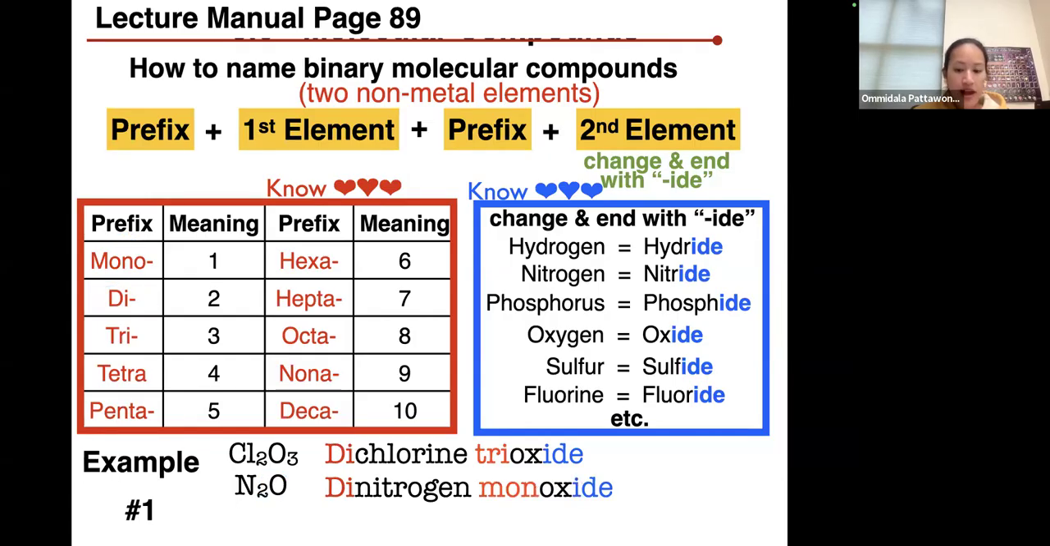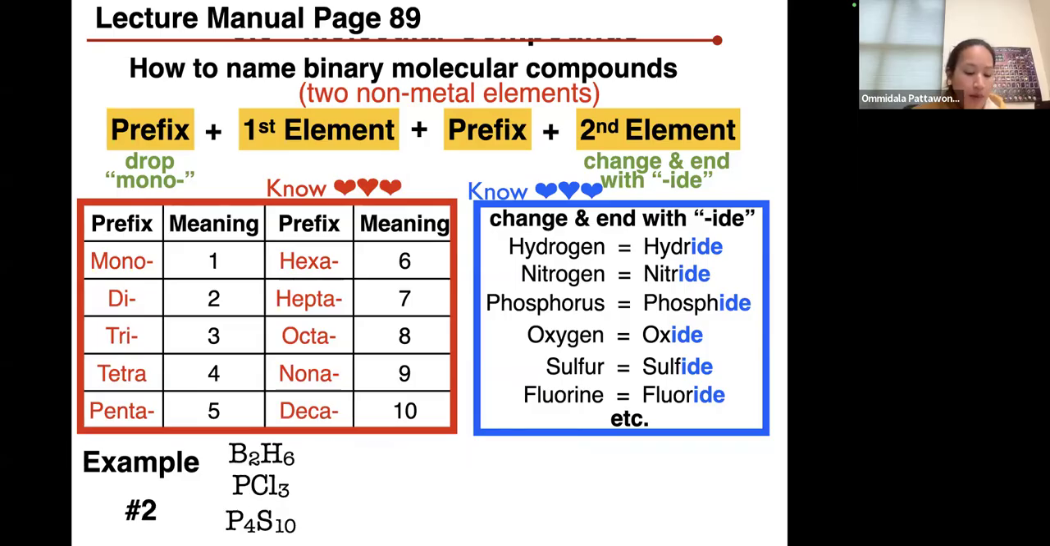Next one: when the first element contains just one atom, you are going to drop the word mono. So instead of using monocarbon, we drop the word mono for the first prefix. We do not drop the mono for the second element, so only for the first element. So the name of this would be carbon, and the second element would be monoxide. You fuse the vowels.